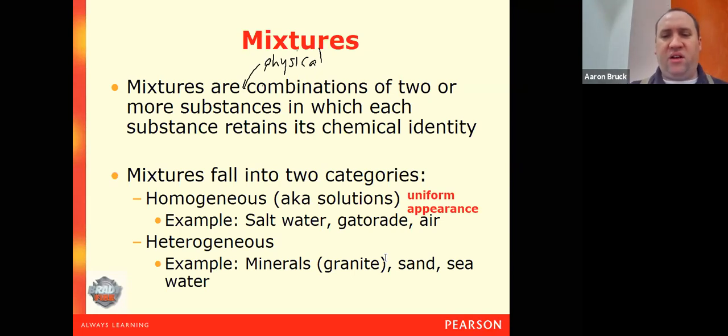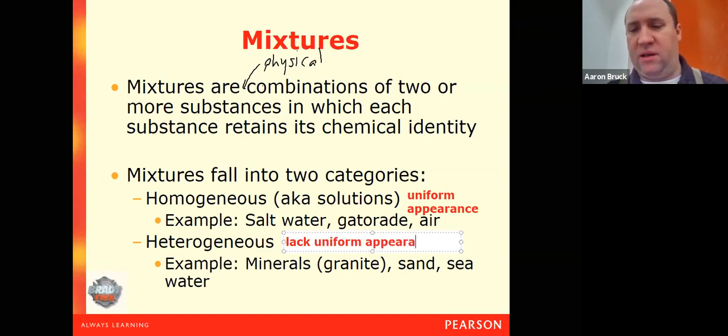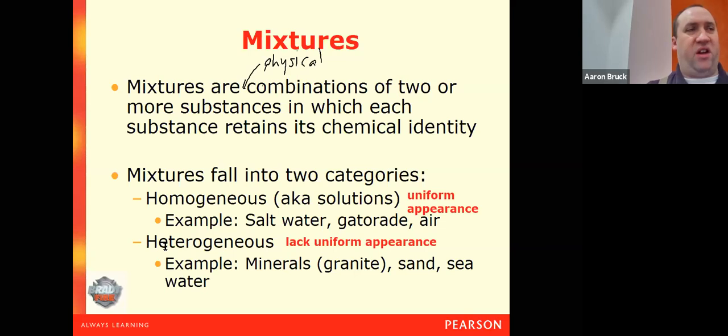Heterogeneous mixtures, on the other hand, lack a uniform appearance. You can clearly see the different components that are in each of them. Things like minerals. If you ever get a good look at a piece of granite, you'll see all the little different kinds of stones that are in there. Get a scoop full of sand, you're going to see the silica, you're going to see little pebbles. You might see a seashell or two if you get it from the beach.